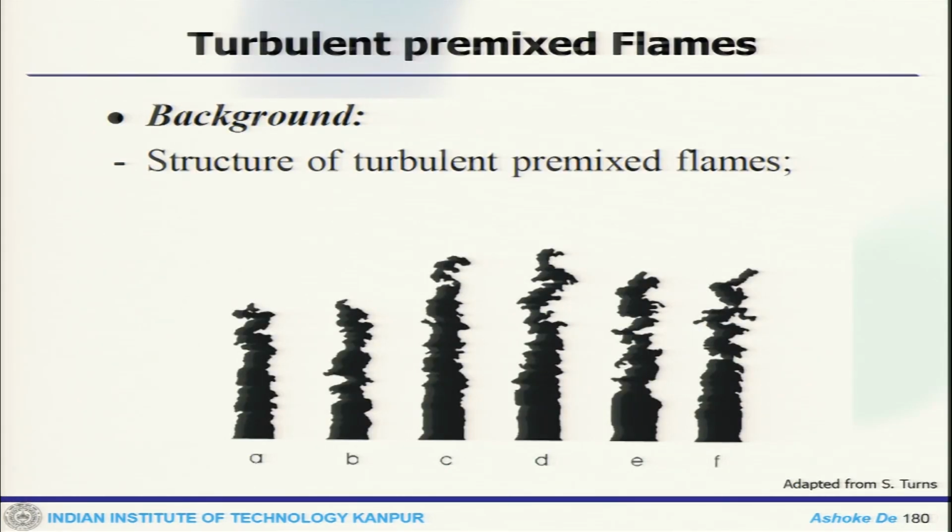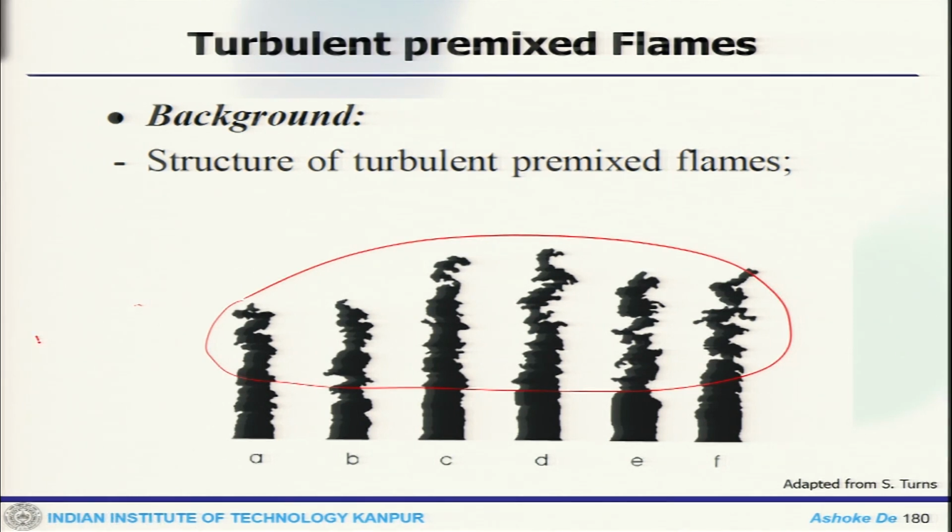Now, just a quick recap, this is how one can see the structure of premixed flames. These are turbulent premixed flames, and you can see different kinds of structure. All these wrinkled or curved wrinkled shapes are primarily due to eddies of different scales, which could range from the large scale to the small scale. So multiple scales would form that.